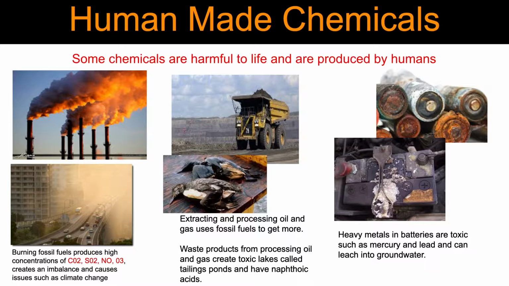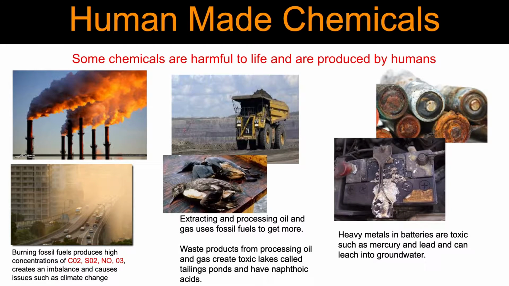We have some other processes there. Extracting and producing oil and gases uses fossil fuels to get more. So Alberta uses a lot of fossil fuels. This is a really big deal, because potentially we could be producing a lot of byproducts that could be dangerous to the environment. Waste products from processing oil and gas create toxic lakes, tailing ponds, and have naphthenic acids. So just super bad acids whenever we're doing that.